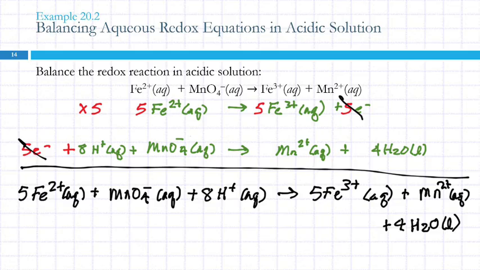Could there be a question like this on the 4th exam? Absolutely. Can you pass the class if you can't balance redox reactions? Of course you can.